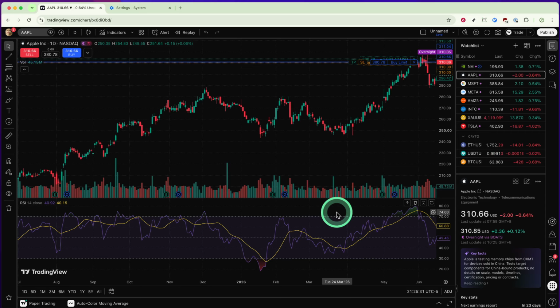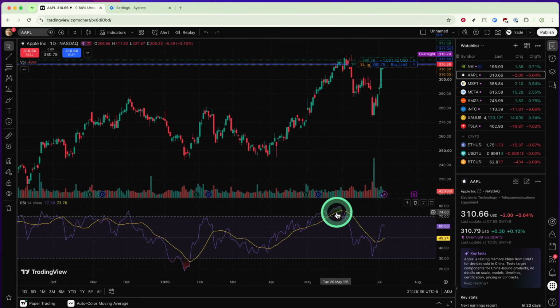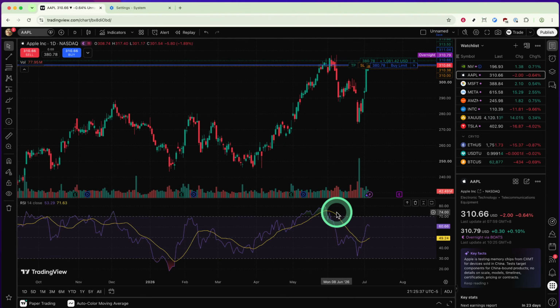Now that the RSI is visible on your chart, let's take a moment to understand what it does. The RSI, or Relative Strength Index, measures the speed and magnitude of recent price changes. Essentially, it helps traders identify whether an asset is overbought or oversold. The RSI values range between 0 and 100.